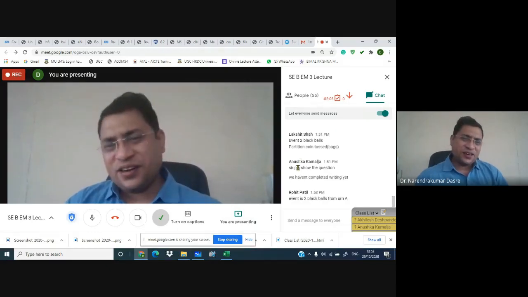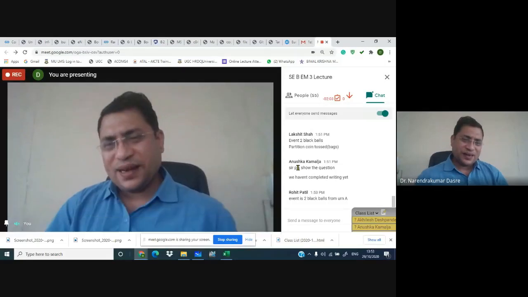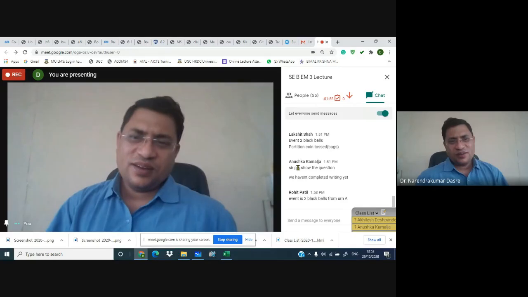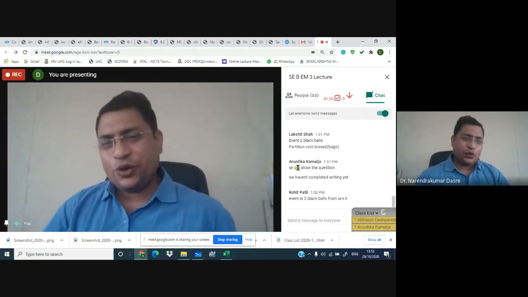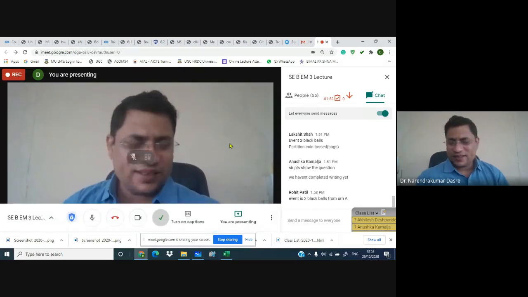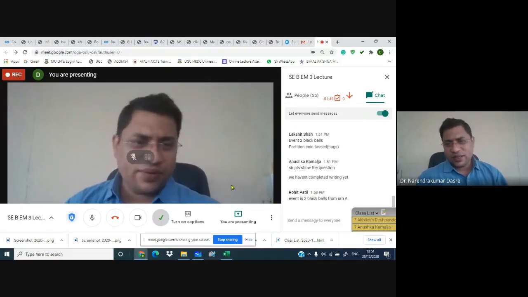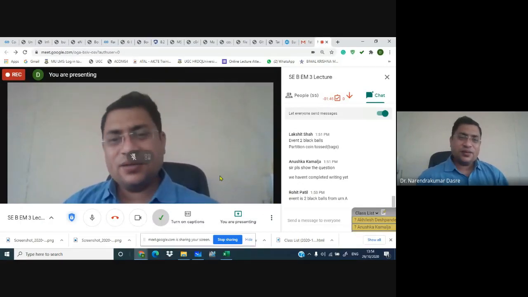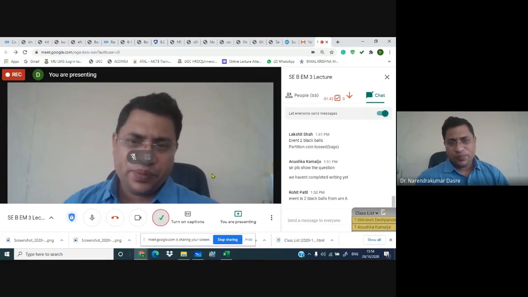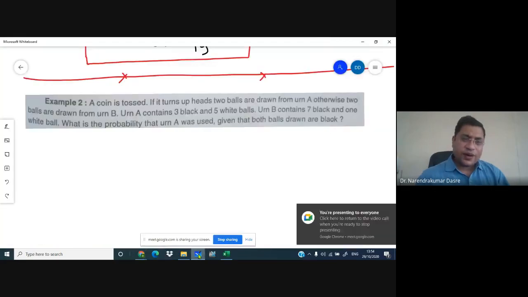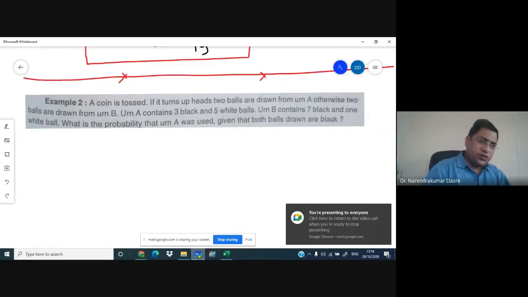The partition is urn A and urn B. Two bags. We have bag A and bag B. So this is the partition. And the event is getting two balls and both are black. So getting two black balls is the event, and the partition is A and B. Now we need to understand what happens here, so we go with the question.